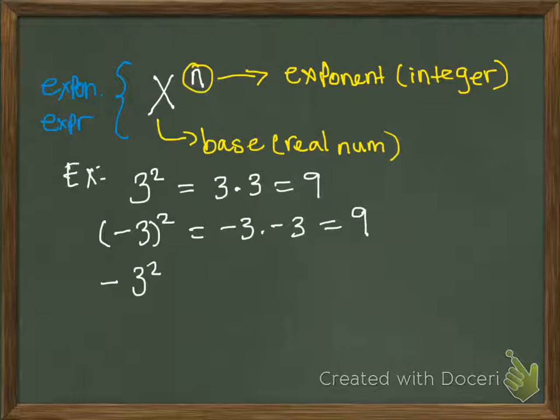Now the third example is a little different because it doesn't contain the parentheses around the negative 3. So this is negative 3 squared. In this case, the exponent 2 tells us to multiply 3 by itself 2 times, but the negative remains on the outside of the 3 squared. Thus, our answer is negative 9. So as you can see, there's a big difference when there's parentheses around the negative 3 and when there are no parentheses around the negative 3.